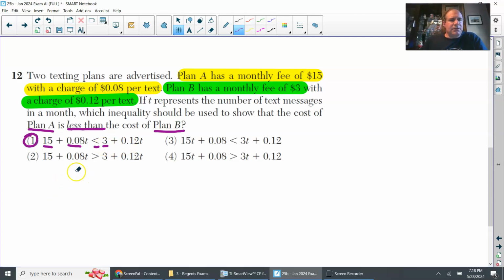That's it. All right, this is greater than. And that would be plan A. That's out. This is plan A. That's less than. But they have the 15, the monthly fee with the T, that's out, and that's out. This is greater than also.